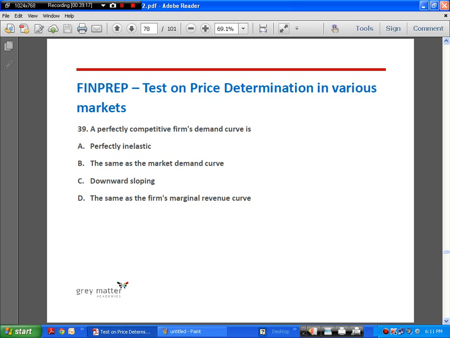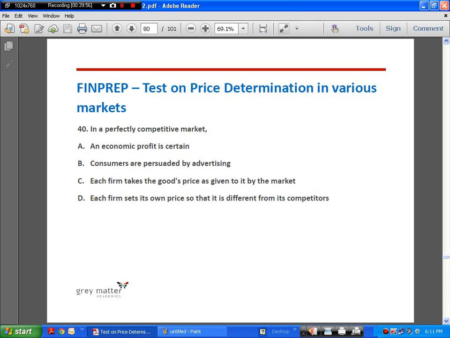39th question. A perfectly competitive firm's demand curve is. So under perfect competition, all units of output are sold for the same price. So it is parallel to the x-axis. And since all units of output are sold for the same price, marginal revenue will be equal to the average revenue. Therefore, the right answer is it is the same as the firm's marginal revenue. That is, the demand curve and marginal revenue are equal under perfect competition.